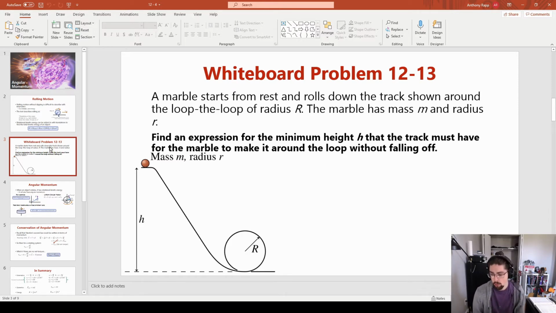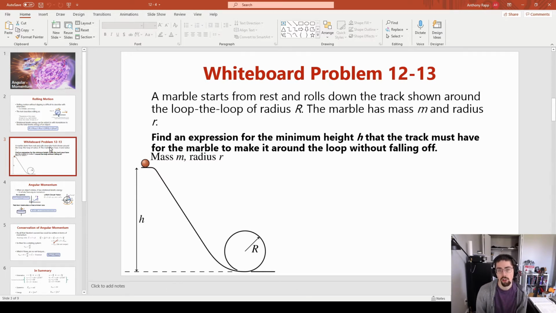But let's imagine we've got something going on like this. We've got a marble that sits at the very top of this hill. It goes down into this loop-de-loop. In this one I've chosen loop-de-loop because the other way to write it is disgusting and it bothers me, but we've left it in anyways. It's got a radius R. The marble has a radius lowercase r and a mass m. You'll need both of those.